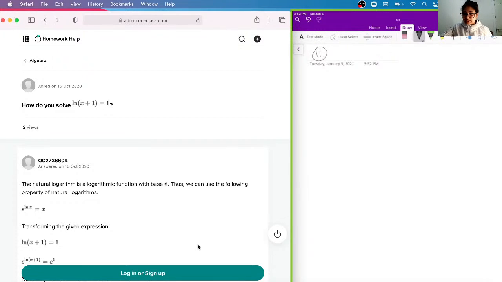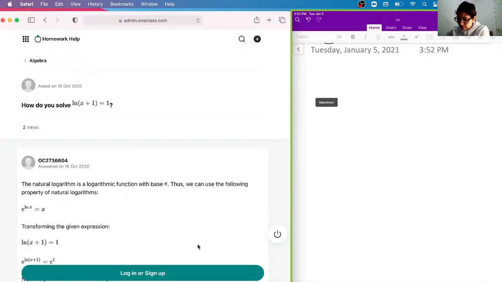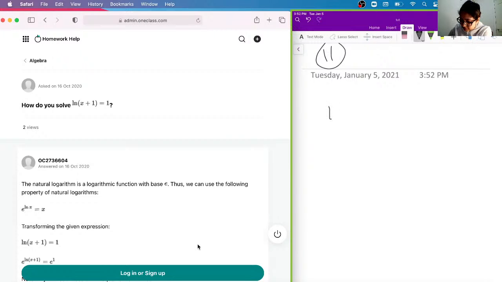Okay, so our next question says, how do you solve ln of x plus 1 is equal to 1? So we basically have ln of x plus 1 is equal to 1. Okay, so how do we solve for this?